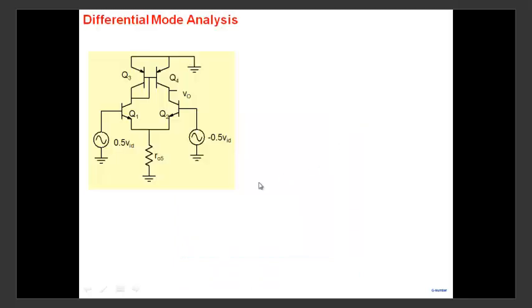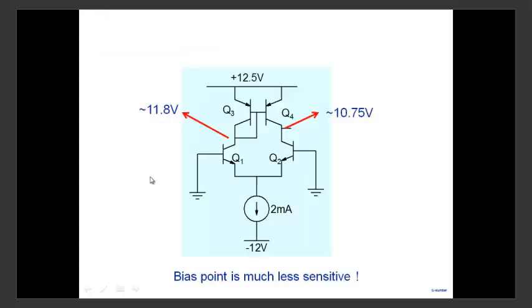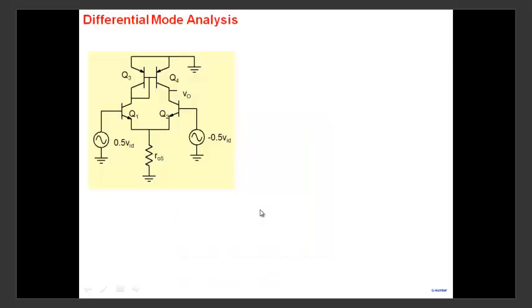So let's look at the differential mode part here. Now, in differential mode analysis, I've removed the supply and put it to ground here. Note that this current source that you see here, we normally implement using a transistor. So I put a transistor's resistance here, R05. So assume that there is a Q5 connected here for biasing, and the output resistance of Q5 is R05.